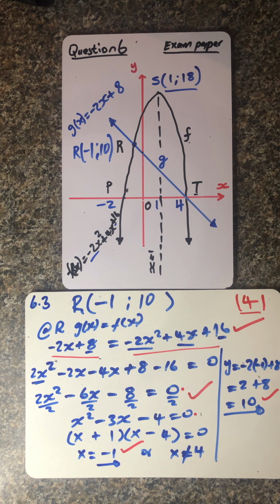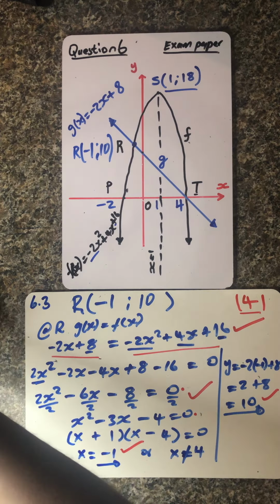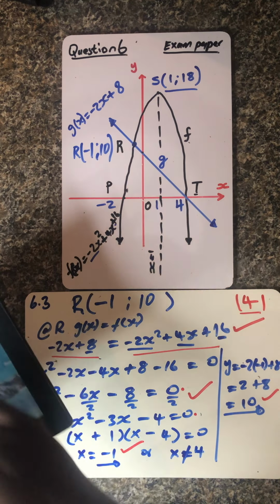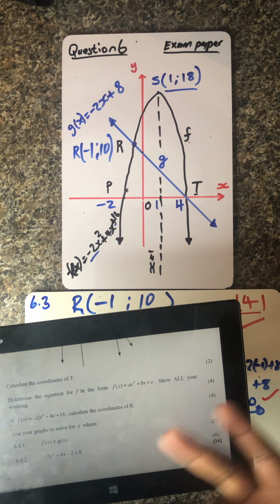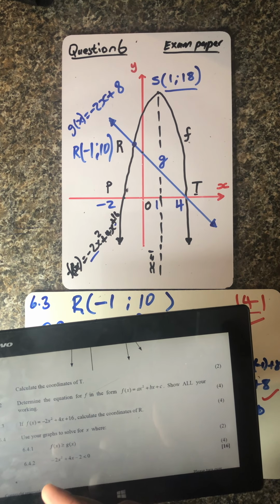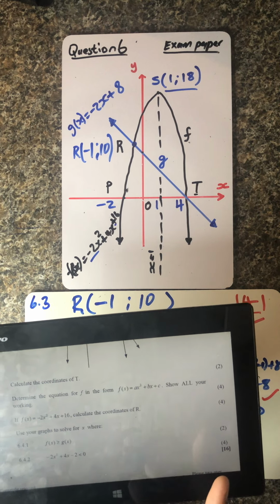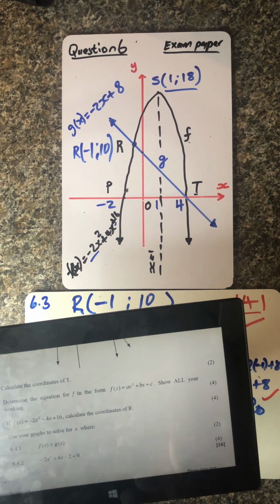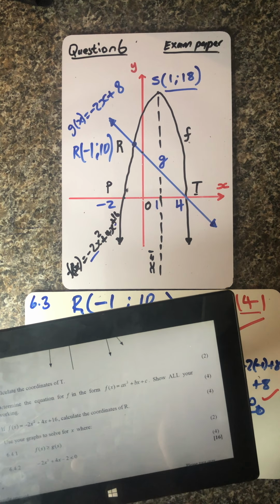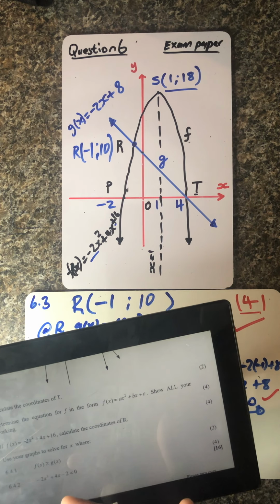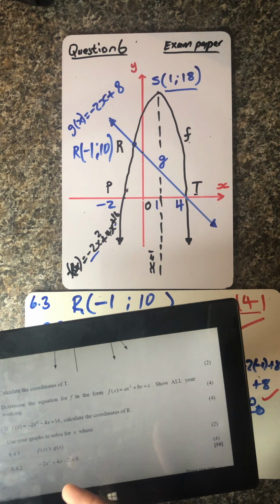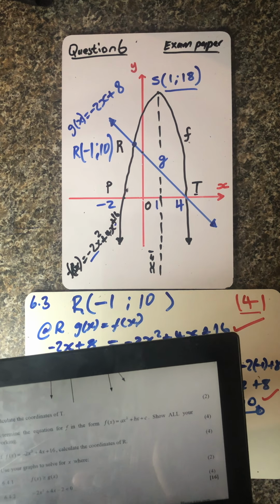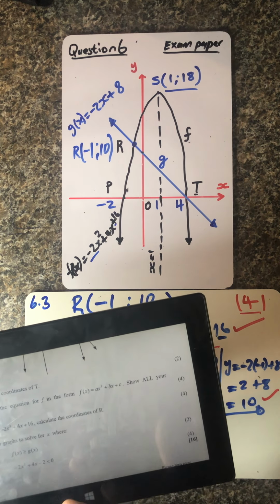Okay, guys, I think I've covered most of the questions which are very, very important. So we're just left with 2 questions. Let's see, this one is allocated 2 marks and that one is allocated 4 marks. And they say, use your graphs to solve for x where f of x is greater than or equal to g of x. So it's 2 marks.